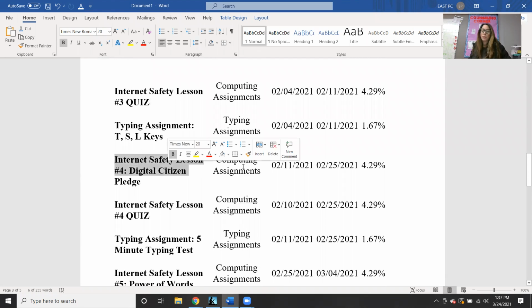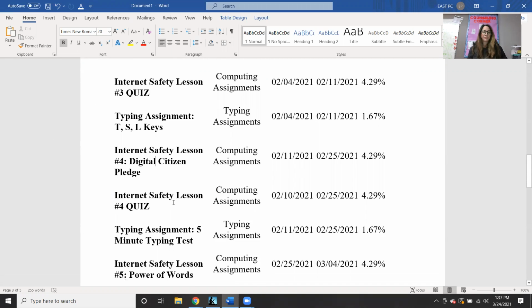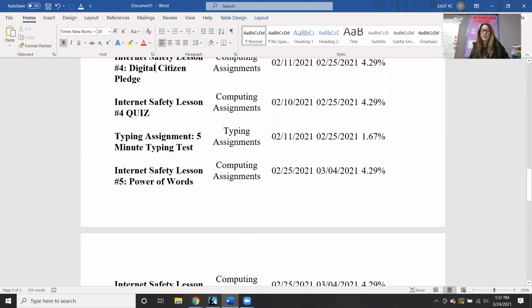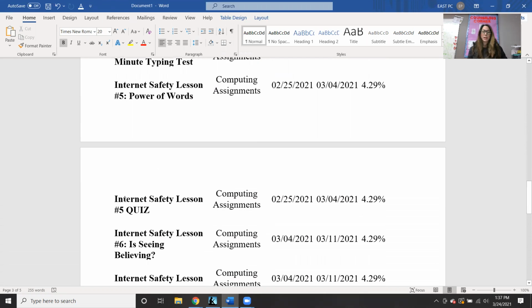Internet safety lesson number 4 was on February 11th, the digital citizenship pledge. We talked about norms, community norms, online norms. And then we had the lesson 4 quiz. Internet safety lesson number 5 was the power of words. And we had a lesson quiz.